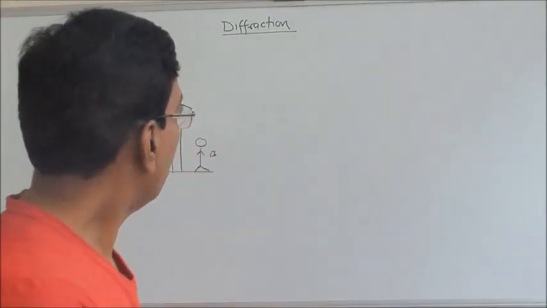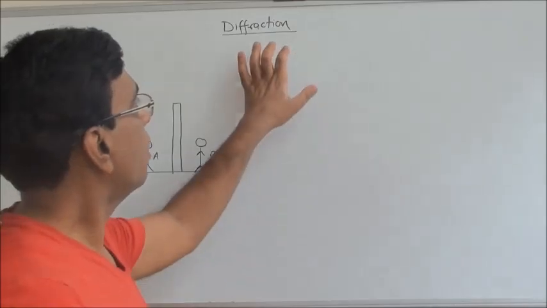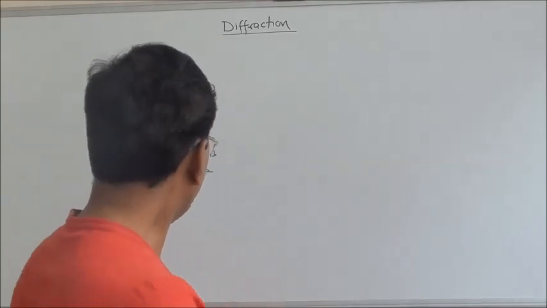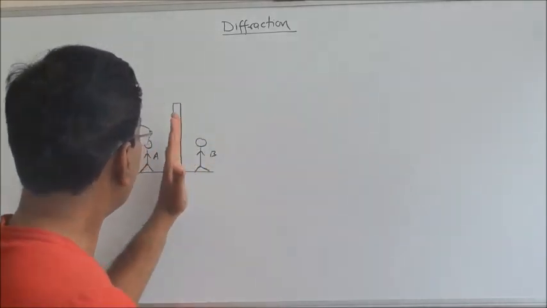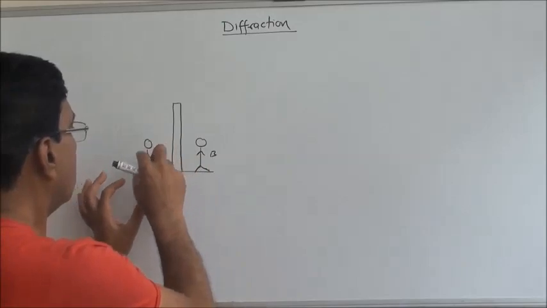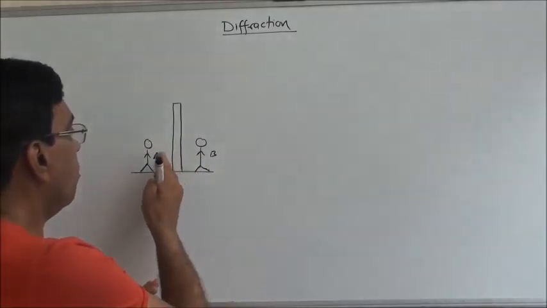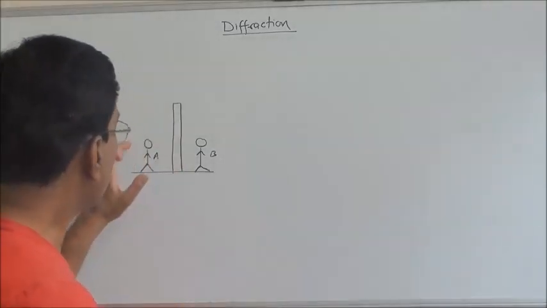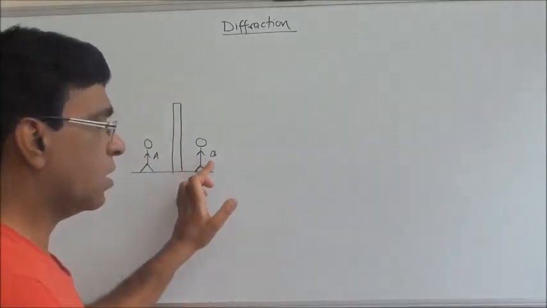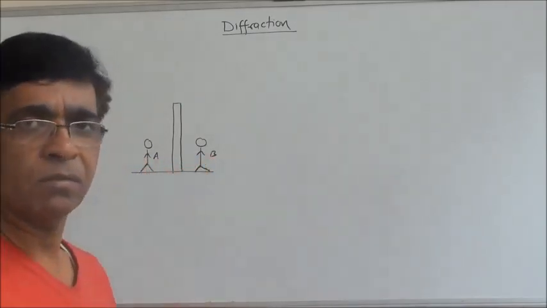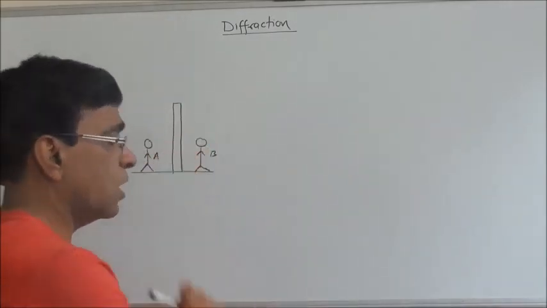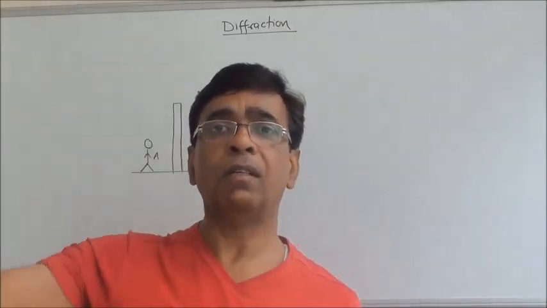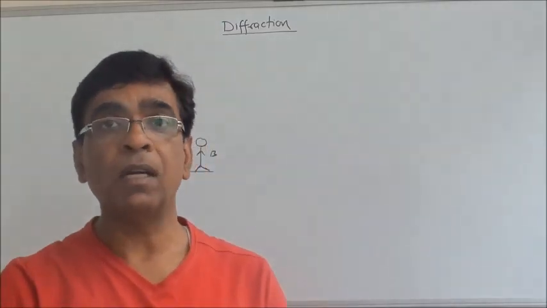Hello. Now, in this topic, I will talk about diffraction. See, if I take a situation where there is a person standing behind a wall, and another person standing on the other side of the wall. If this person speaks, the other person can hear the sound, but cannot see him, and vice versa. If I am speaking here, my voice can be heard in the next room, but I cannot be seen.